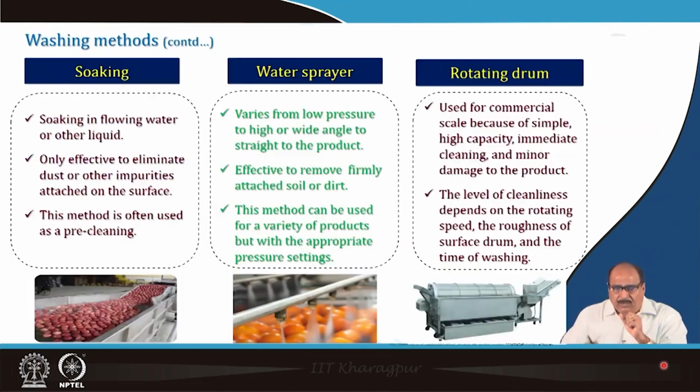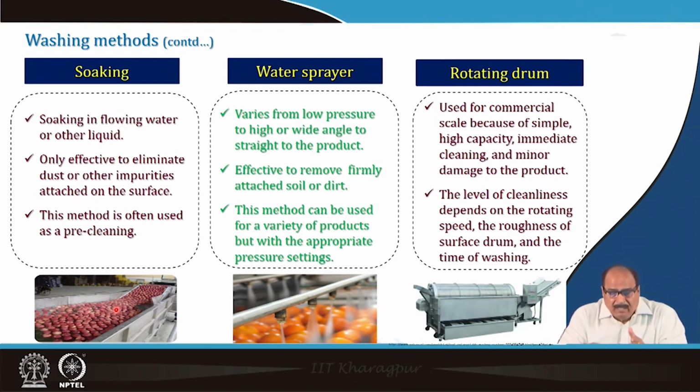In the soaking method, as you can see here in this figure, there is flowing water or another liquid and the commodity is soaked in that. It is only effective to eliminate dust or other impurities which are attached on the surface of the produce. This method is often used as a pre-cleaning operation.